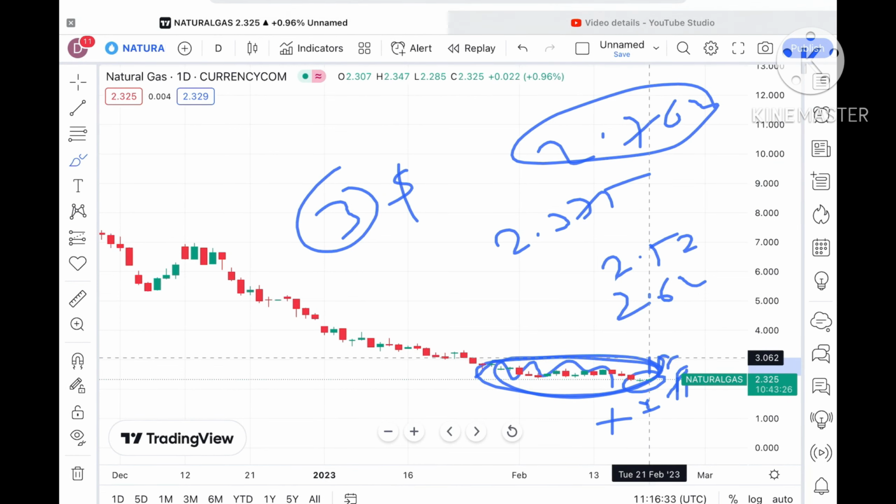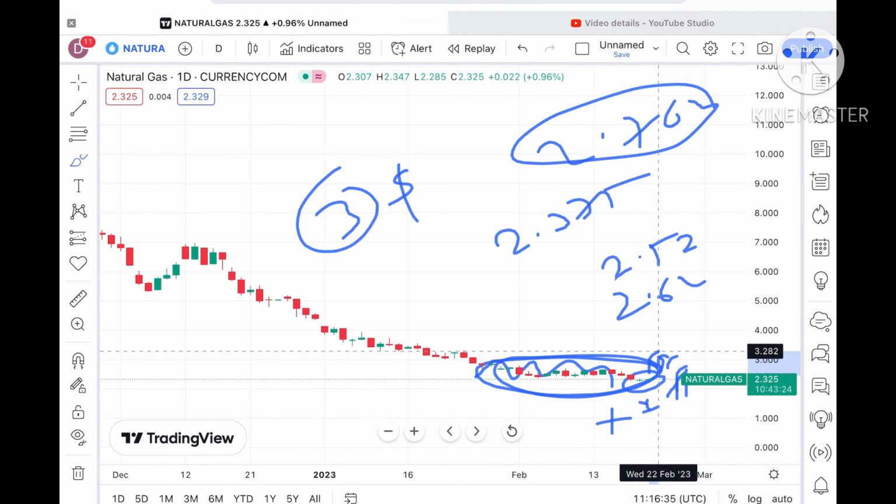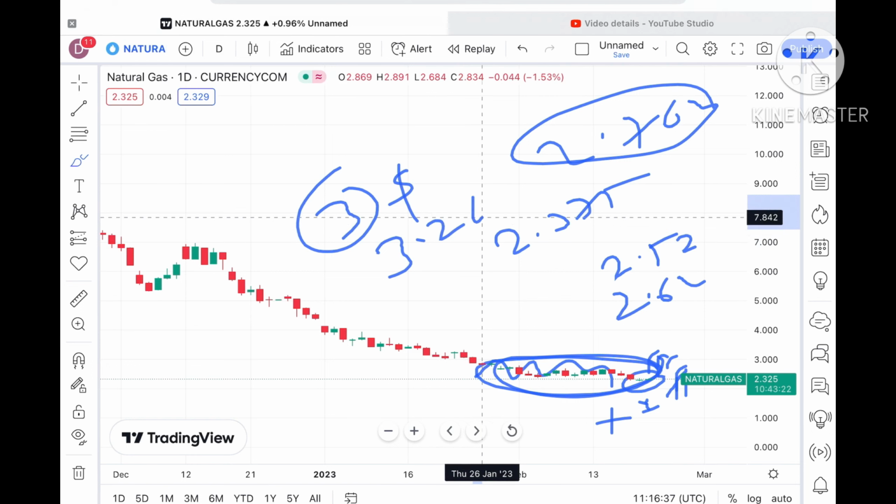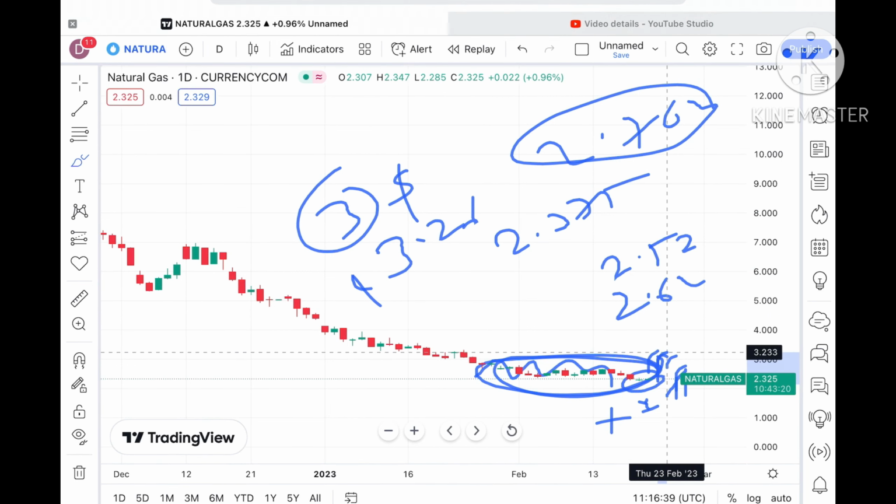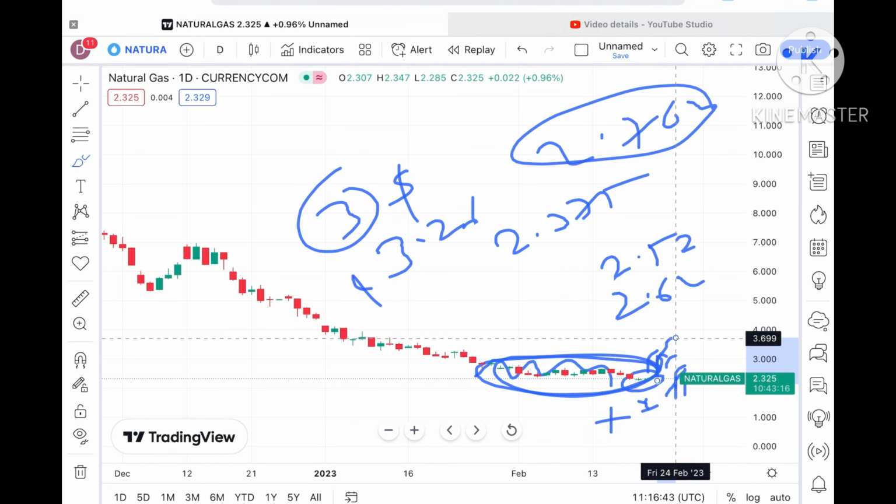And once it moves above that particular level, then a probability of touching $3.26 is there, and from there we can see it can go towards a level of around 3.3 to a level of $3.5. Keep this in mind.